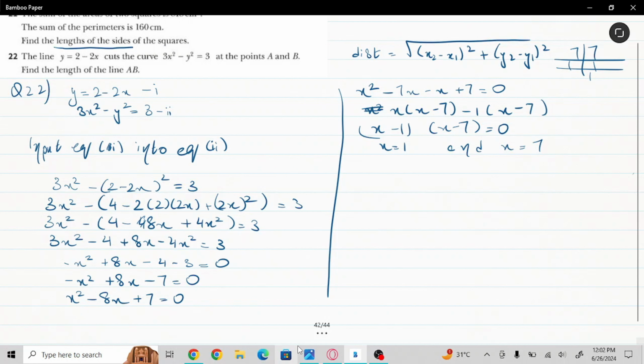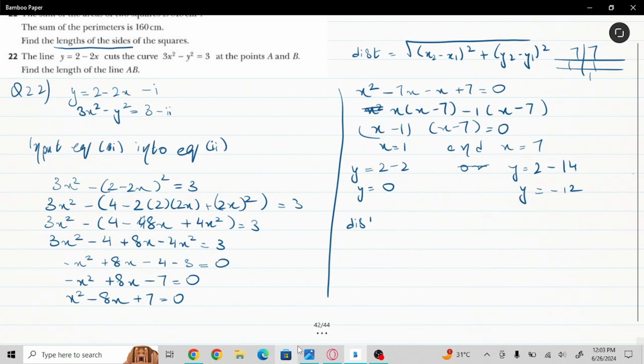So we have two values for x, and again we have to find the corresponding y values. So y is equal to 2 minus 2 multiplied by 1, or y is equal to 2 minus 2 multiplied by 7, which is 14. So y is equal to either 0 or y is equal to minus 12. And now that's where the formula comes in.